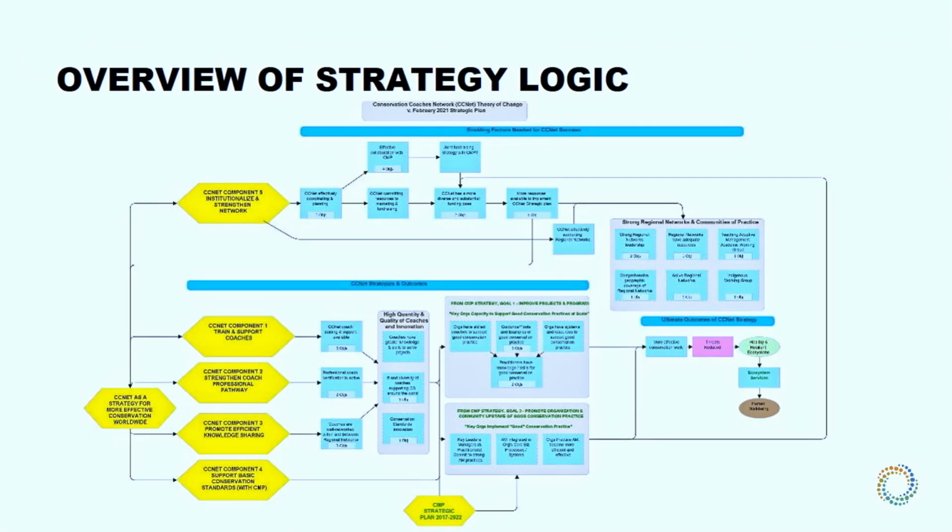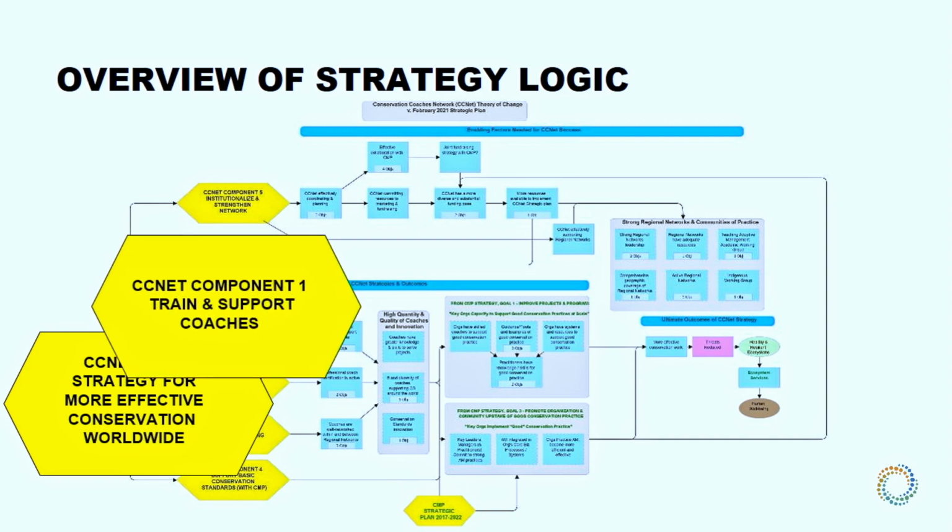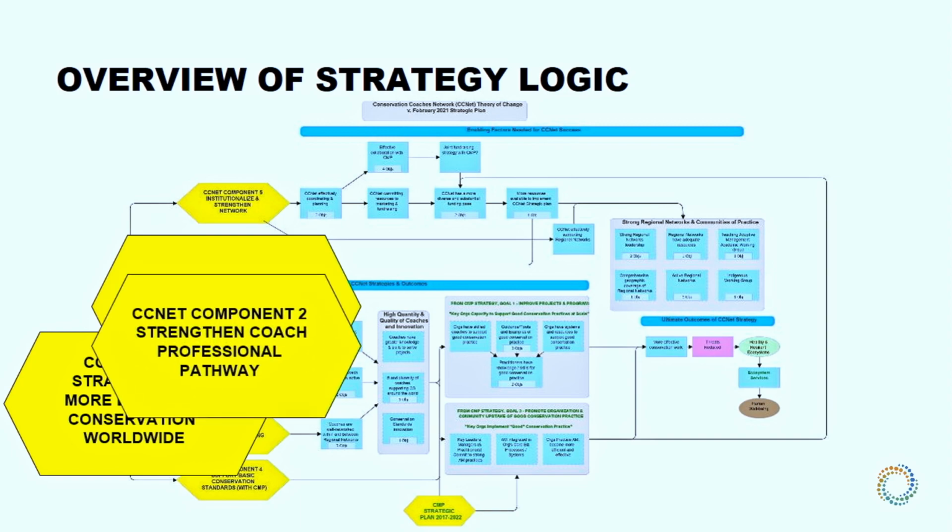We do have a theory of change. I know you can't read this, but I can highlight some of the elements of CCNet's theory of change, and we view CCNet as a strategy in and of itself for more effective conservation. The main components of our strategy is, one, to train and support coaches. So that's happening with all of the materials that we keep on the website. It's happening at coach trainings. The rallies are part of training and supporting coaches. There's strengthening coaching as a professional pathway. So that's about certification specifically.